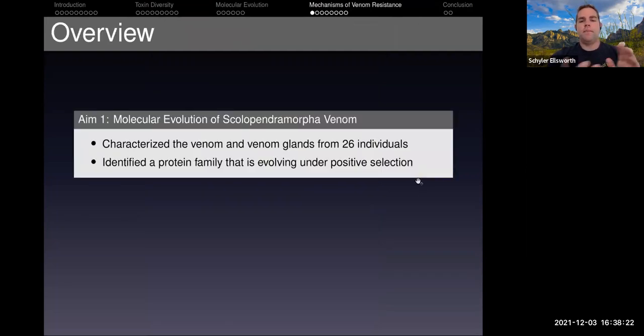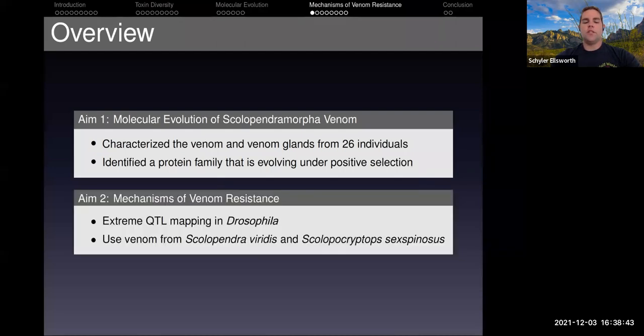And so that's the first part of my talk, where I've talked about the molecular evolution of Scolopendra morph venom, where I characterized the venom and venom glands from those 26 individuals. And I was able to identify that protein family that was evolving under positive selection. So now we're going to switch gears a little bit and look at more of those mechanisms of venom resistance. I was using venom from 2 of the centipedes that I've talked about today, and using those venoms in Drosophila to determine these mechanisms of venom resistance.